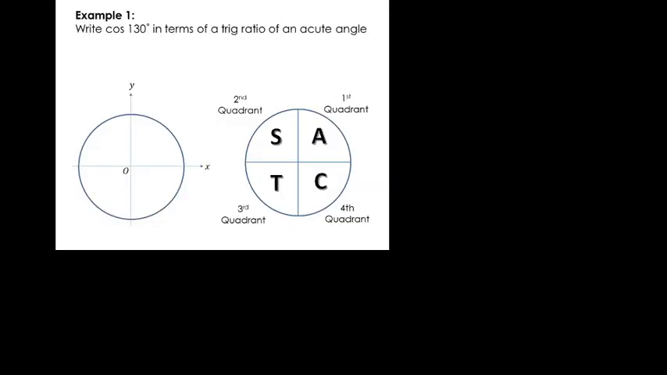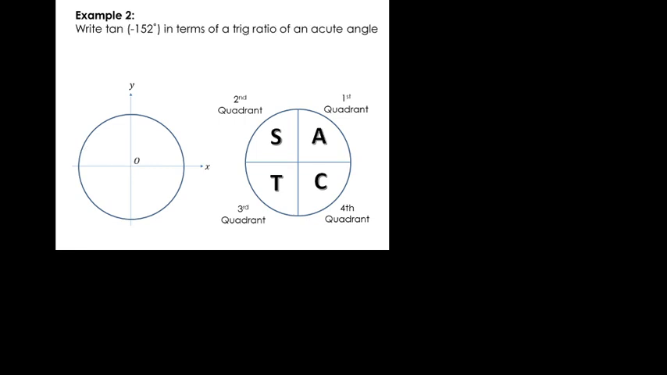In example 1, we want to write cos 130 in terms of the trig ratio of an acute angle. So this is 130, meaning here is 50 degrees. We know that cos will be negative, so cos 130 equals negative cos 50. That's all, because acute angle means less than 90 degrees. So we can easily find that it is 50, and it is negative cos 50.